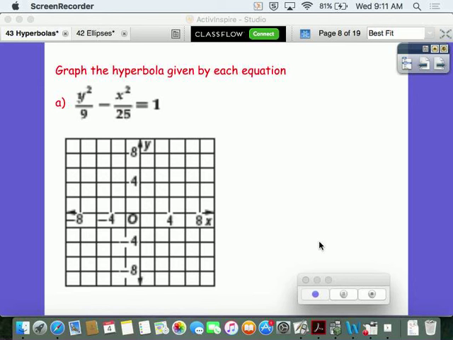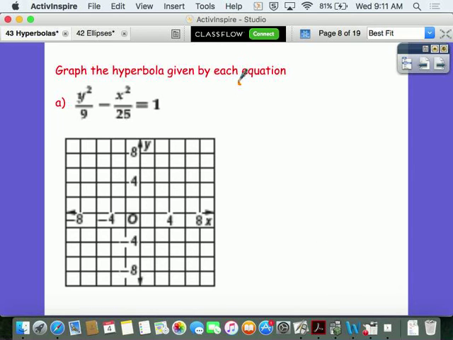0, 0. It's 0, 0. And you know that because there's nothing added to or subtracted from the x and the y. So the center is 0, 0. Now, is this going to be a horizontal hyperbola where it opens left and right, or is it going to be a vertical one? Vertical. And how do you know? The y starts first. More specifically, the x's are being subtracted. So it's definitely going to be one that opens up and opens down.